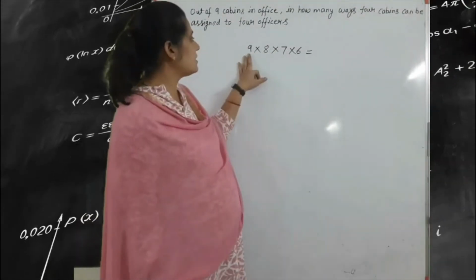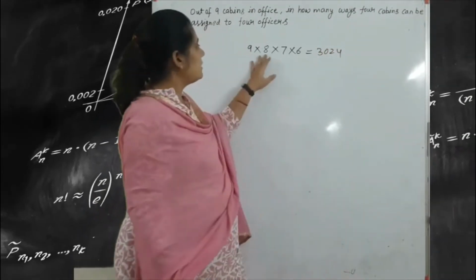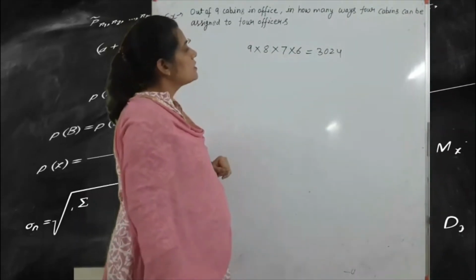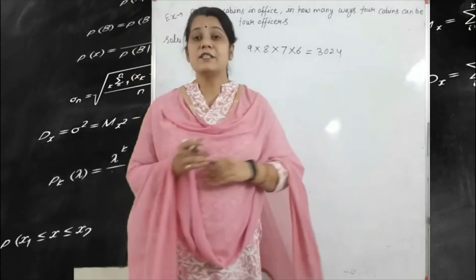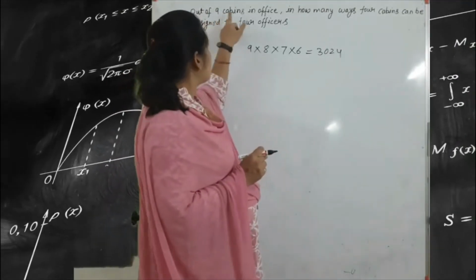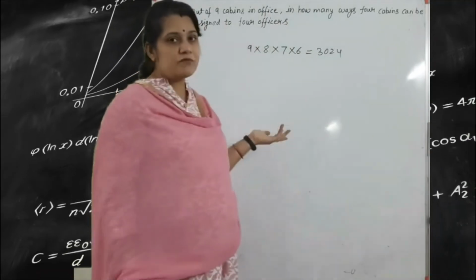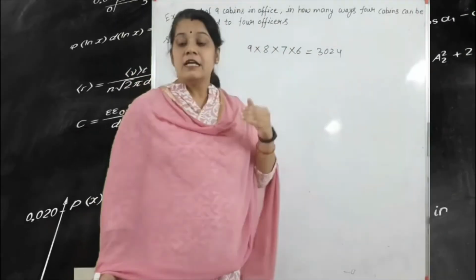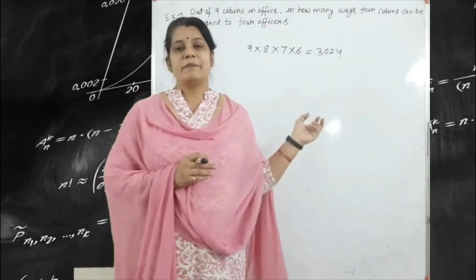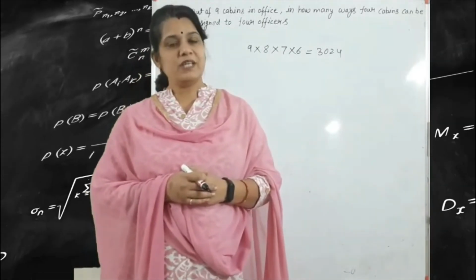That means the total number is 3024. 9 into 8 is 72, into 7, into 6. Okay, so here the total number of ways is 3024. So this is the answer to: out of 9 cabins in an office, how many ways can 4 cabins be assigned to 4 officers? The answer is that the total number of ways is 3024. Okay, so this is the example on permutation and combination. Okay, so I will continue this topic in our next lecture.